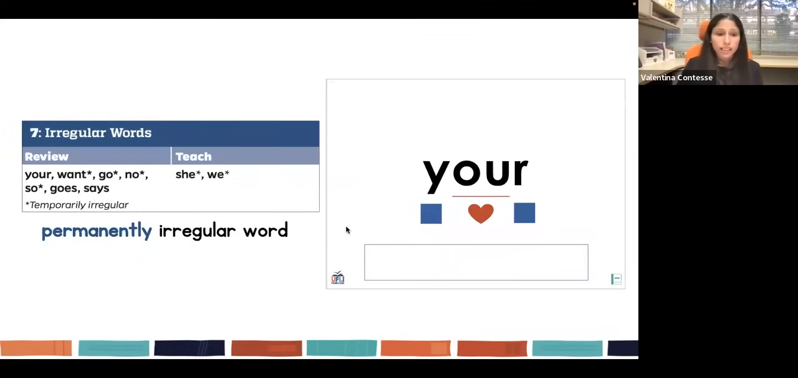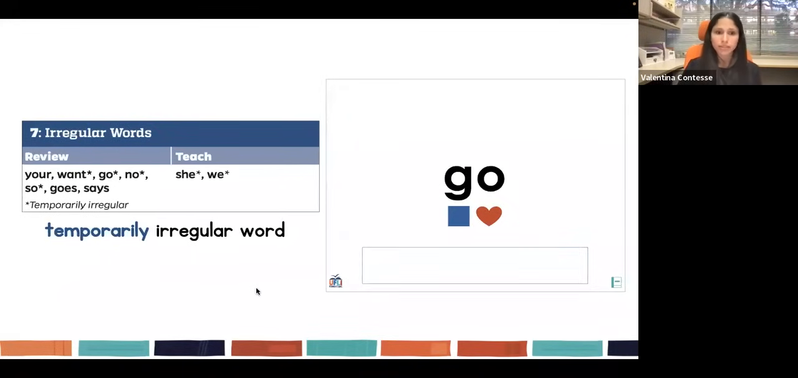Once again, words like "your" are permanently irregular. So these are words that no matter where on the scope students are, no matter what phoneme-grapheme correspondences you've taught, these will always be irregular, versus temporarily irregular words, which are only irregular at this point for students based on the concepts they've learned, based on the place that you are on for the scope and sequence.